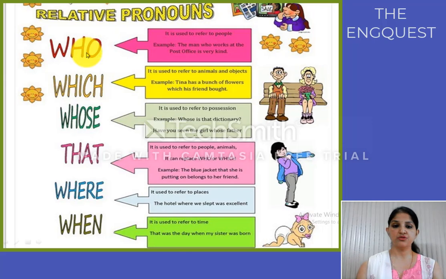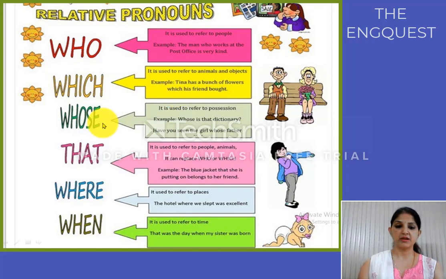First relative pronoun, who. It is used to refer to people. For example, the man who works at the post office is very kind. Now it is referring to the subject, the man. Now if we see the usage of which, it is used to refer to animals and objects. For example, Tina has a bunch of flowers which his friend brought. Now here, which is referring to the bunch of flowers that his friend had brought.